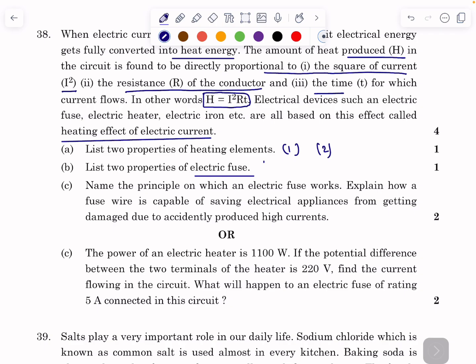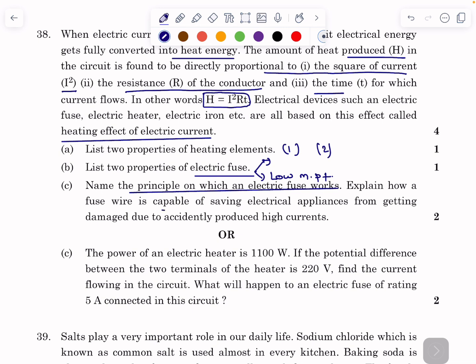So already, an electric fuse has two properties. It has a low melting point, and it works based on the heating effect of electric current. Name the principle on which the electric fuse works. Yes, that is the heating effect of electric current.